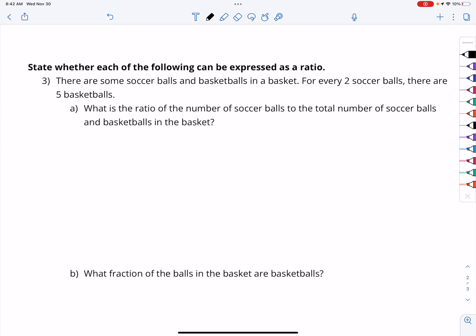Question number 3. There are some soccer balls and basketballs in a basket. For every 2 soccer balls, there are 5 basketballs. So we have soccer balls, we have basketballs, and so we need to find the ratio of soccer balls to the total number in the basket. So I'm going to do a quick model for this. We have soccer, and we have b-ball, and we know the ratio is for every 2 soccer balls, there are 5 basketballs.